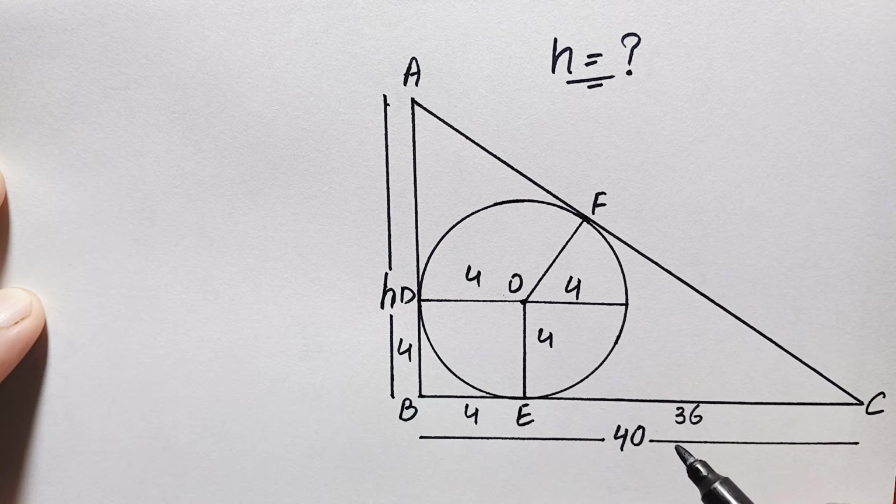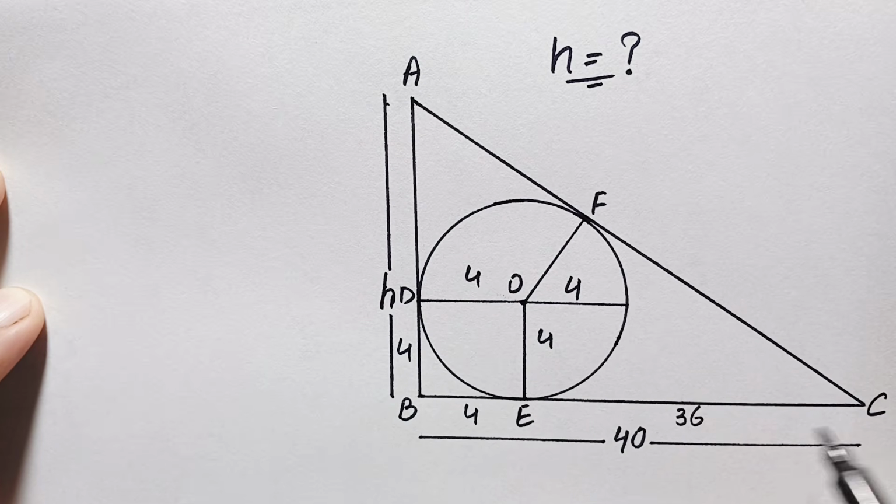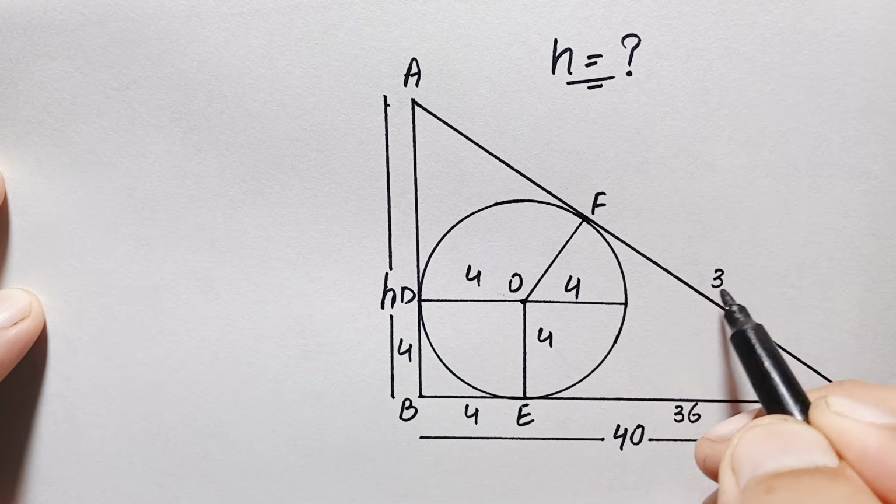Now in this step we will use a tangent result. When we have two tangents to a circle from an external point, the lengths of those two tangents are equal. So here we have two tangents from point C to this circle, tangent CE and tangent CF. Now the length of CE is 36 units, so this tangent CF will also be 36 units.